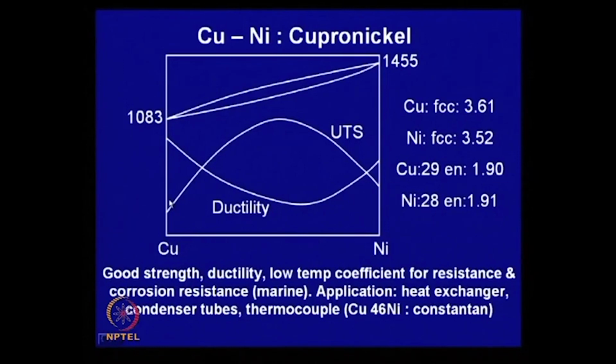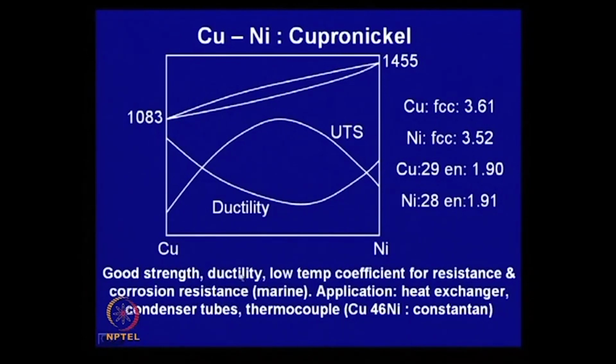So, therefore, they form an isomorphous system. This type of alloy is very common, one of the commonly used alloys. It has good strength and ductility. In this alloy, this is how the tensile strength will vary, and whenever tensile strength goes up, you will find the ductility of the material goes down. You will have something like this, and some of these common applications are listed here.